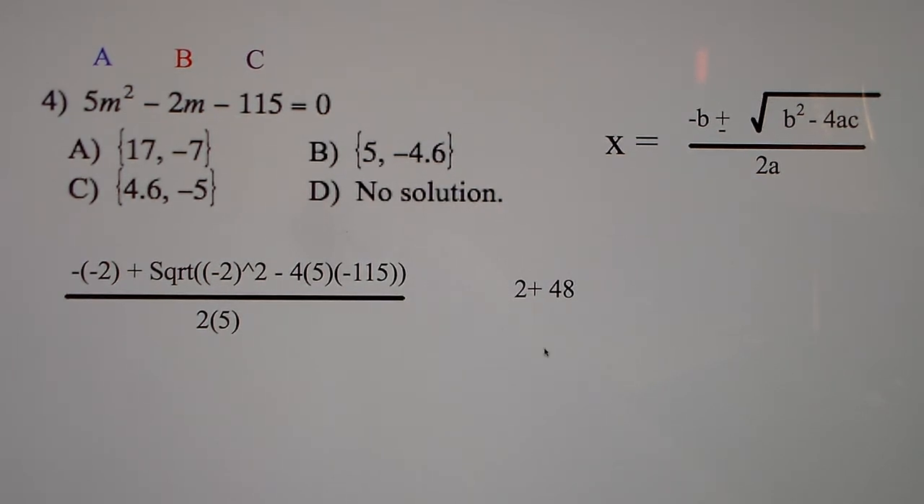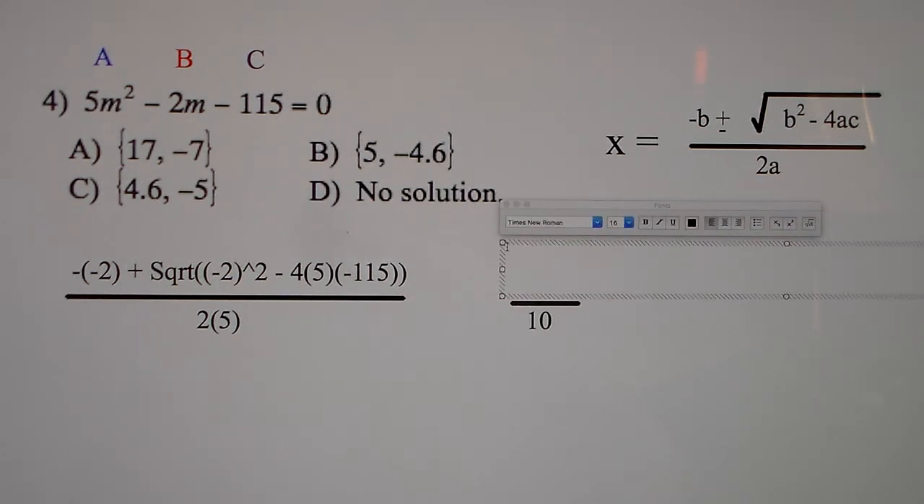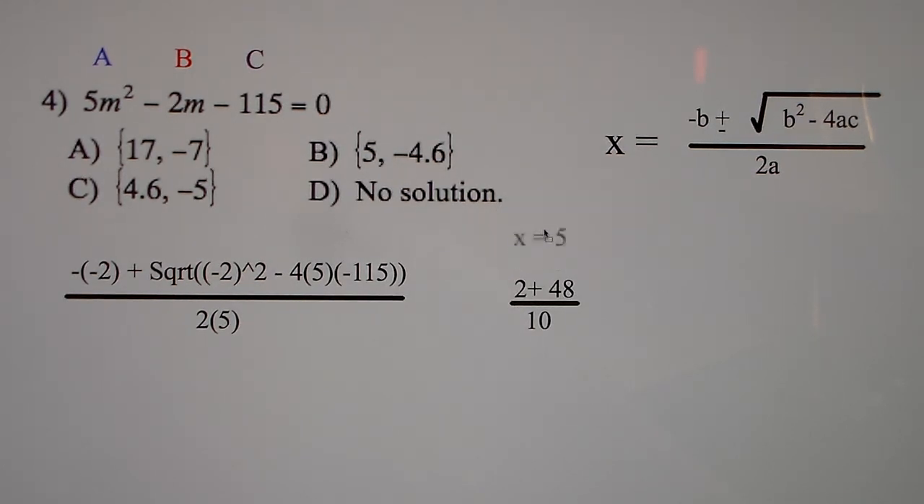And then 2 times 5 is 10. So 2 plus 48 over 10, which is 50 over 10. 50 over 10 gets you 5. So for your first one, you got x equals 5. Because 2 plus 48 gets you 50. 50 divided by 10 gets you 5.